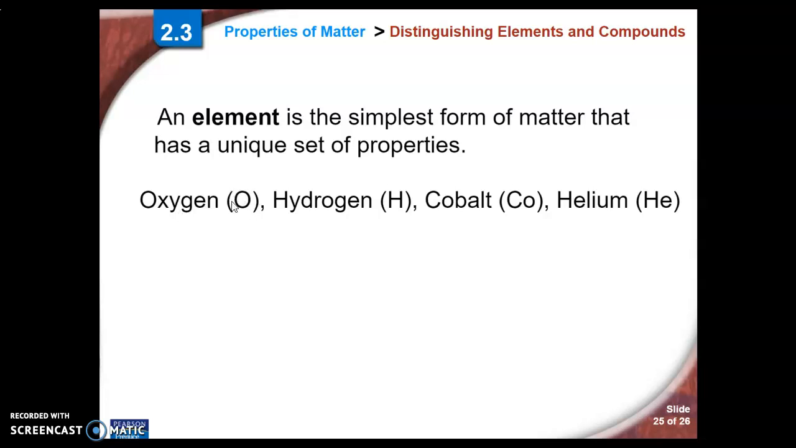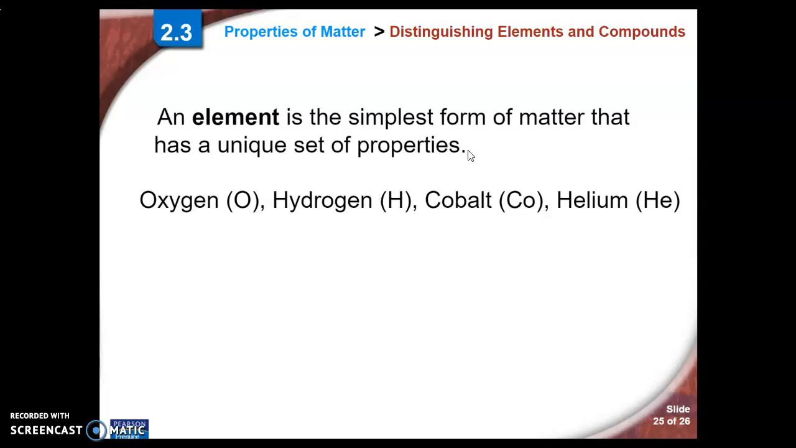Oxygen. This is the symbol for oxygen. Hydrogen, cobalt, helium. These are all elements and you cannot separate these into any simpler material. They are already the simplest, the purest form of matter.